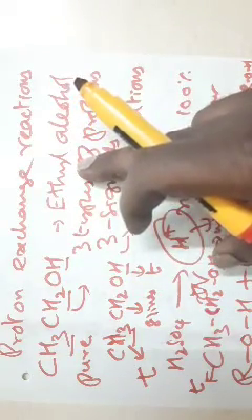So please remember what is meant by this proton exchange or chemical exchange. Proton exchange or chemical exchange is observed in molecules which have labile protons. That means the protons which can be exchanged easily. Ethyl alcohol is one example, CH3CH2OH.